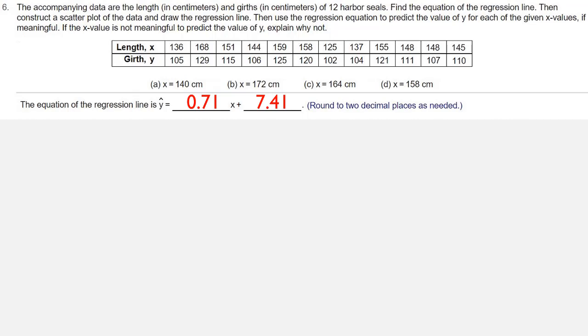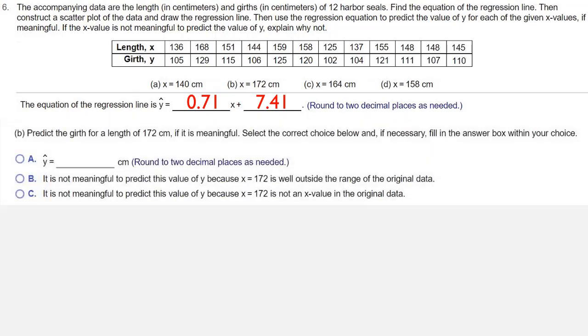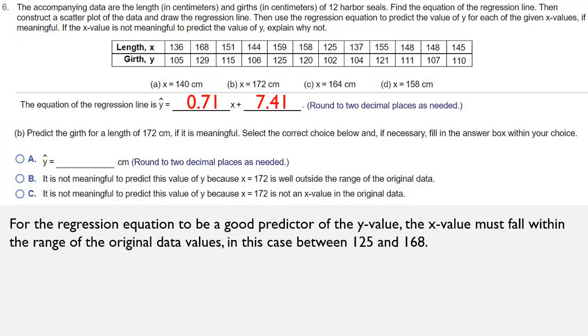For part B, predict the girth for a length of 172 centimeters if it is meaningful. Select the correct choice below, and if necessary, fill in the answer box within your choice. So, this time it's not meaningful, because for the regression equation to be a good predictor of the y value, the x value must fall within the range of the original data values, in this case 125 and 168. So because 172 falls outside of the range between 125 and 168, this is not going to be meaningful.